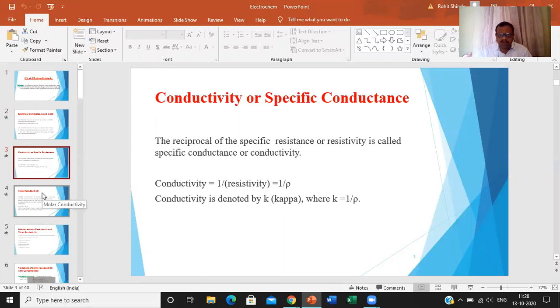Conductivity or specific conductance. The reciprocal of specific resistance or resistivity is called specific conductance or conductivity. I repeat again, the reciprocal of specific resistance or resistivity is called specific conductance or conductivity. Or this conductivity is equal to 1 upon resistivity. Conductivity is denoted by the letter kappa, where kappa, conductivity, is equal to 1 upon resistivity.